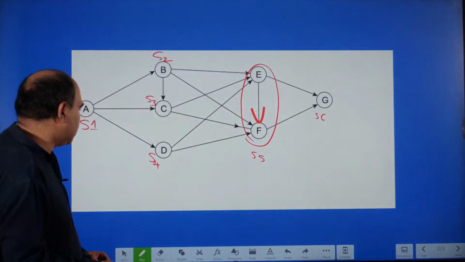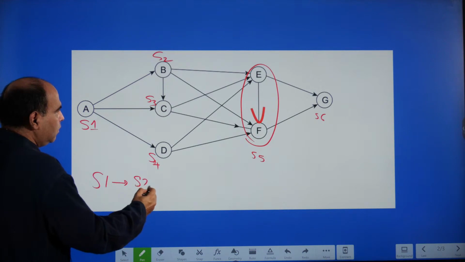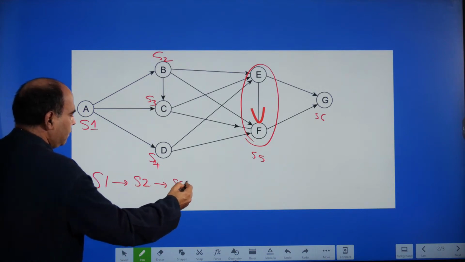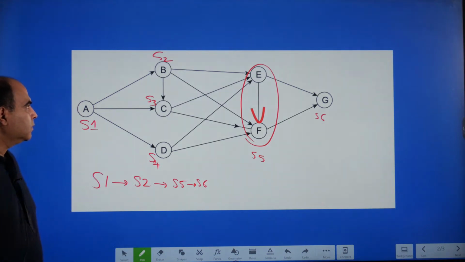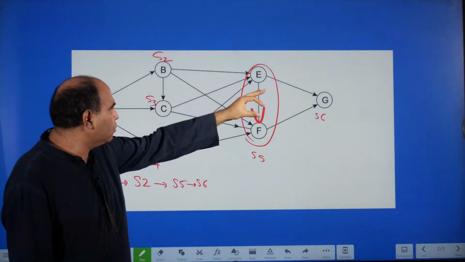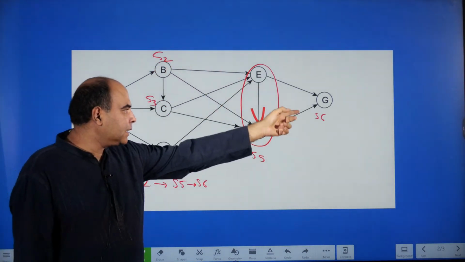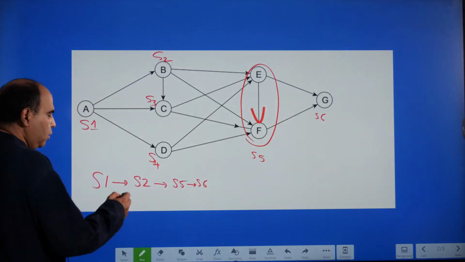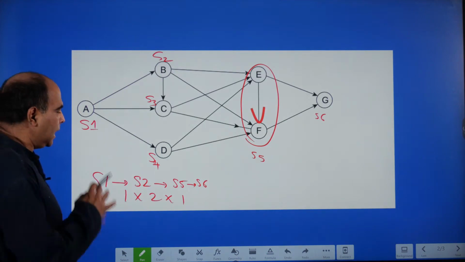So what are my routes now? The first route is S1, S2, S5, S6. How many routes do we have there? S1 to S2 is one route. S2 to S5 is 2 routes because from B to E or F there are 2 routes. S5 to S6 is one route. So 1 into 2 into 1, 2 routes on this.